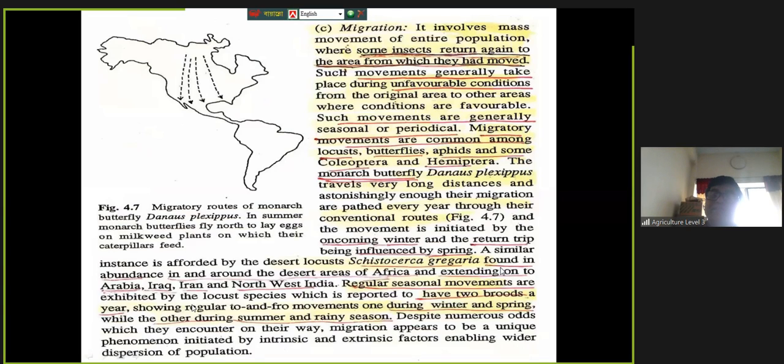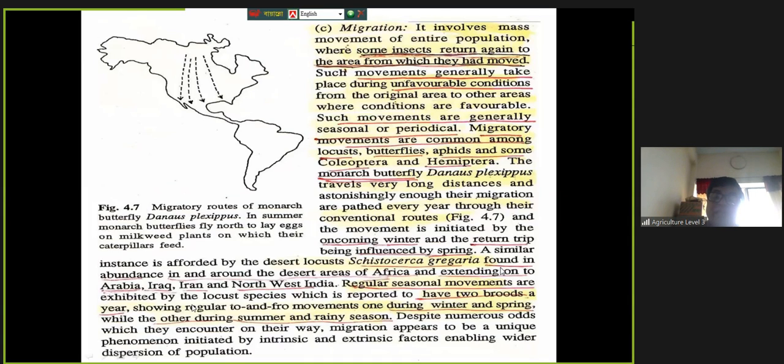In the case of the monarch butterfly, they start in winter, they come back in spring. But in the case of Schistocerca gregaria, that means the desert locust, they have two migrations. One is started in winter, comes back in spring. Another one is started in summer and comes back in the rainy season. And these two migrations produce two generations.